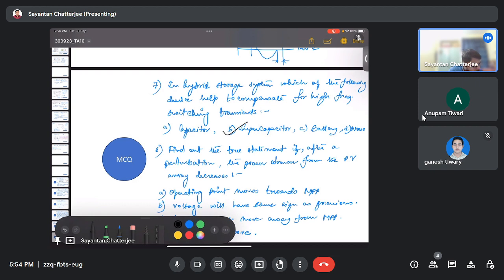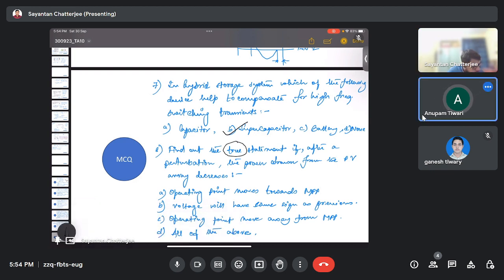Here you need to find out, C is the answer. Operating point of the potential of power drawn from the PV array decreases. Yes, C is the answer. Move away from MPP.